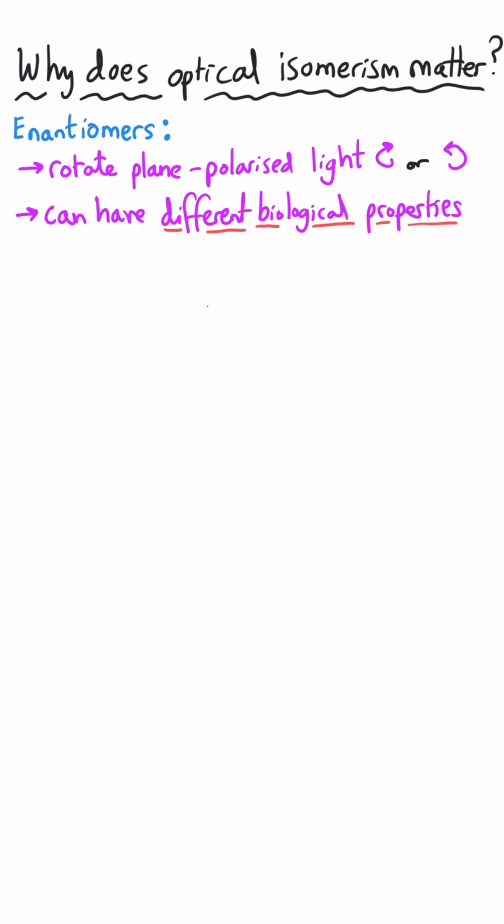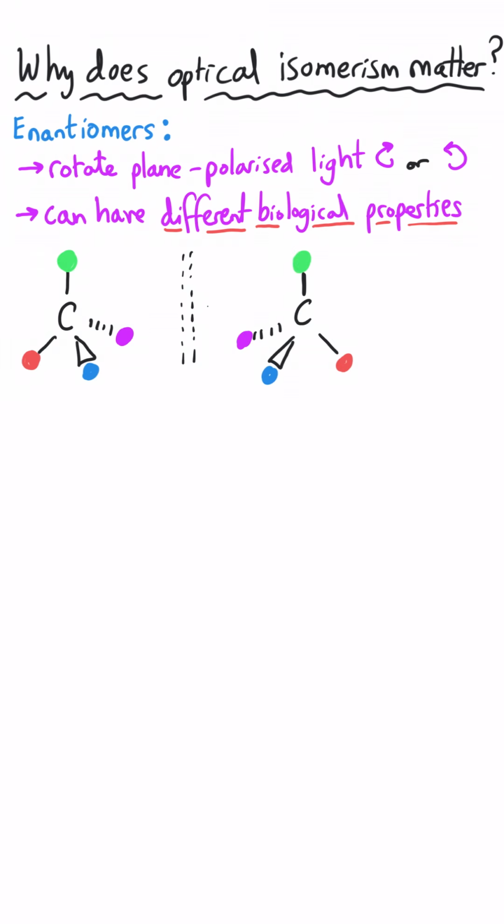An interesting question to ask is, why does optical isomerism even matter beyond the fact that enantiomers rotate plane polarized light in different directions? Well, the answer is that the 2 different enantiomers sometimes have dramatically different biological properties. And this all comes down to the spatial arrangement of the three elements on the underneath of the tetrahedron.